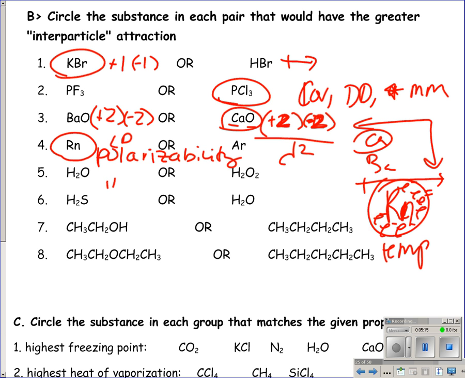Okay, so we have water and H2O2. How's that look? So O's and O's in the middle. Yeah. H is here, here. All right, so who's going to have stronger... Okay, they're both covalent, right? So what IMF are we talking about?